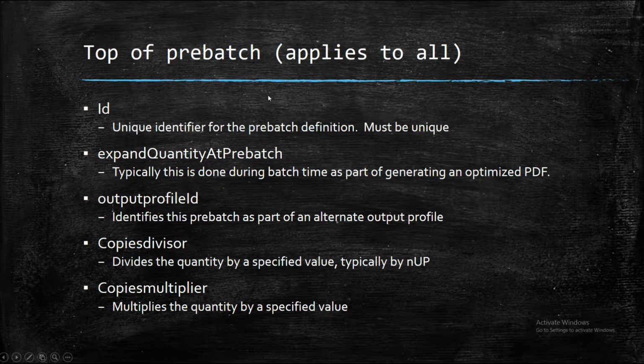So there are four attributes that we're going to look at that can exist in this top section of the prebatch definition, and they are the ID, expand quantity at prebatch, output profile ID, copies divisor, and copies multiplier. So I guess that would be 5, not 4.